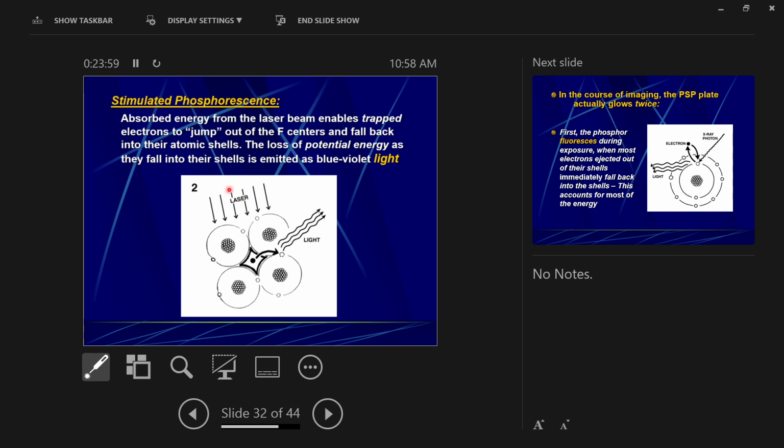Something like this. You have a trapped electron, a single trapped electron. It's hanging on to the X-ray energy, and the laser beam comes along in the processor and strikes that electron. The electron emits visible light and jumps back into its home, back into the atom that it came from. That's the idea of this F-center material. Okay, the barium fluorohalide with europium happens to have this property that the electrons can hang on to energy for a period of time and then re-emit that energy later down the road in the form of visible light.